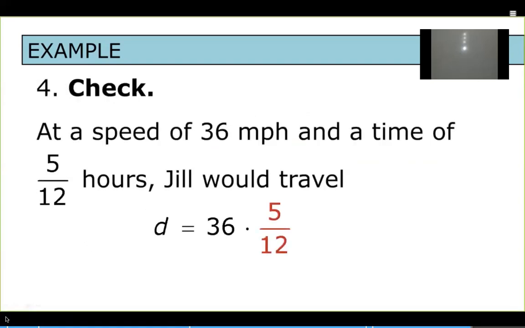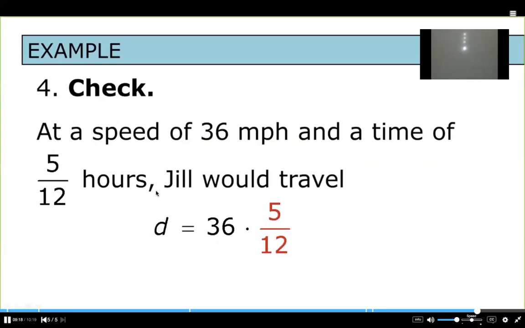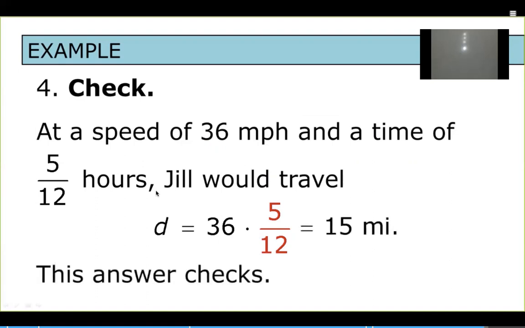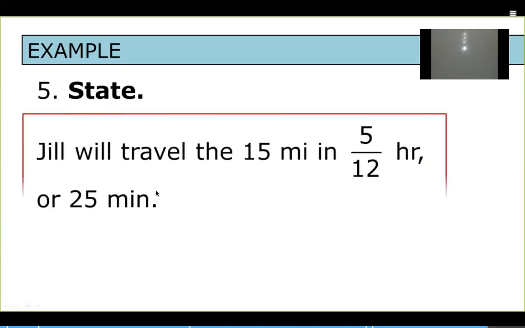Step 4, check. At a speed of 36 miles per hour and at a time of 5/12 hours, Jill would travel a distance of 36 times 5/12, or 15 miles. This answer checks. Step 5, state. Jill will travel the 15 miles in 5/12 hour, or 25 minutes.